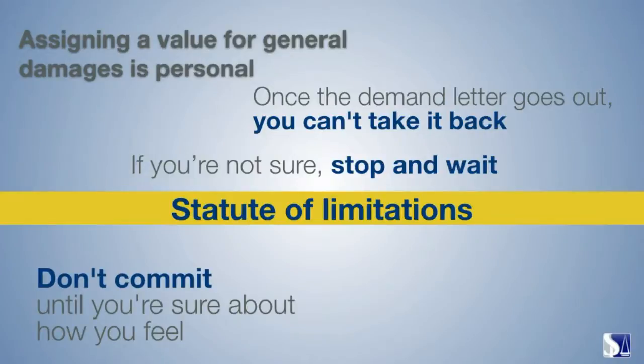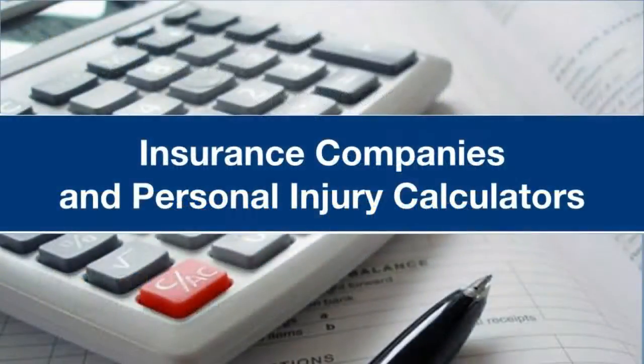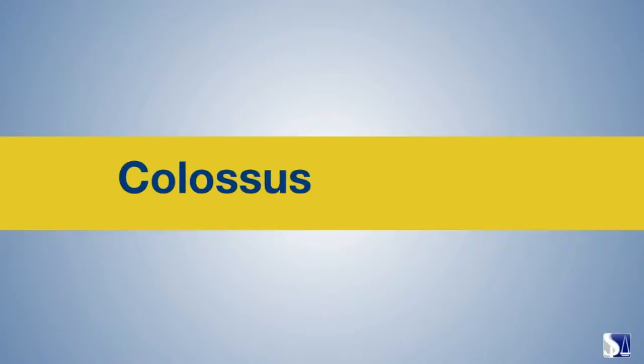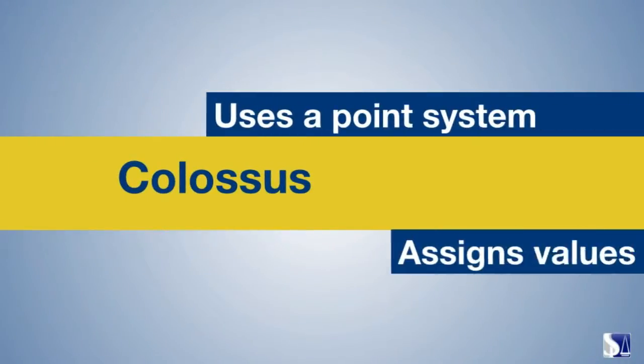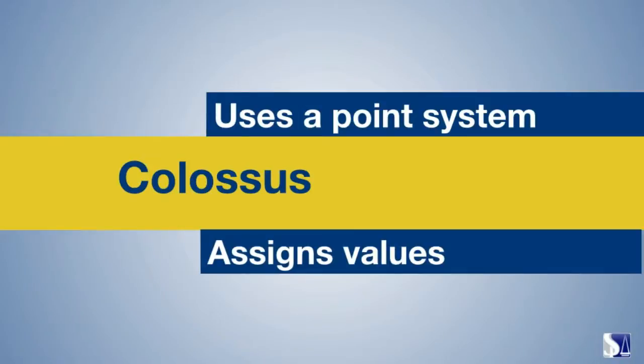Now, it's very useful to know how insurance companies may calculate injury settlements. Insurance companies often calculate injury settlement amounts using computer programs. The most common is called Colossus. The Colossus program uses a point system, which assigns values to special and general damages by analyzing various factors in a claim. Those values can include whether or not the victim is represented by an attorney and the success rate of the attorney. Another value is based on average jury verdicts in the area where the injury occurred.